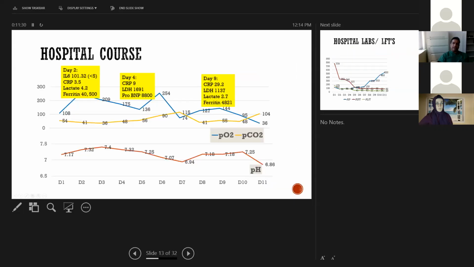Now, this is a graphic representation of all the ABGs, and you can see here that she was acidotic initially, and on day 7, she did have hypoxemia and severe acidosis, which again got more or less corrected with vent and CVVH management. Now, you can also see some of the inflammatory markers which were checked.